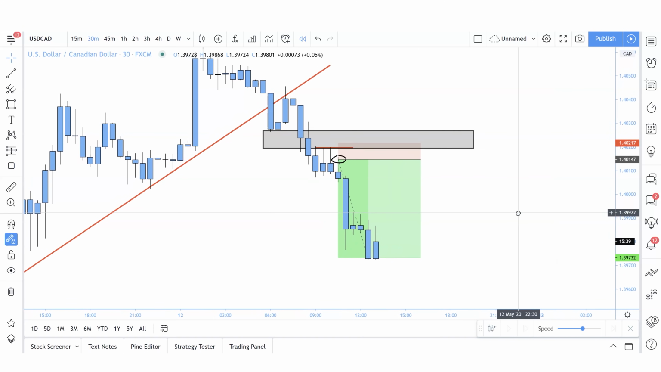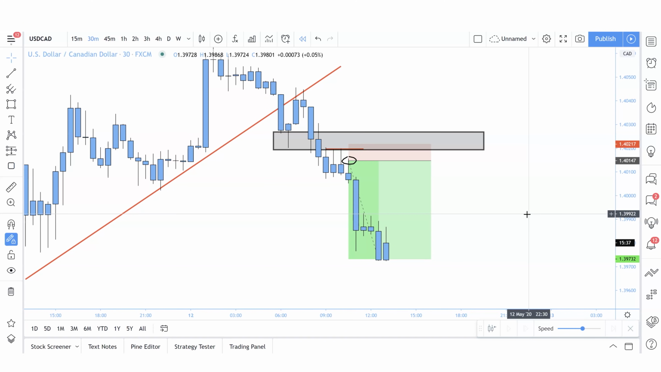Great trade, great risk reward ratio, really nice profits for the day, and that sets me up good for the rest of the week. So I wish you all well for the rest of the trading week.